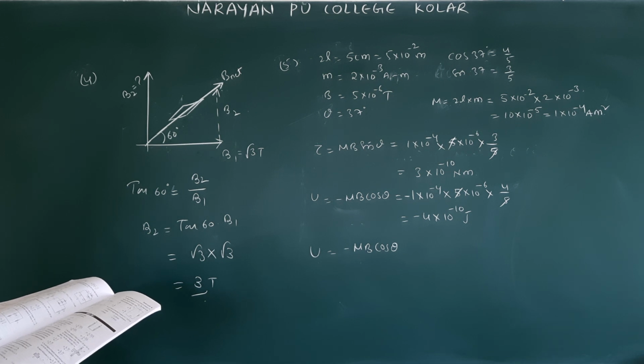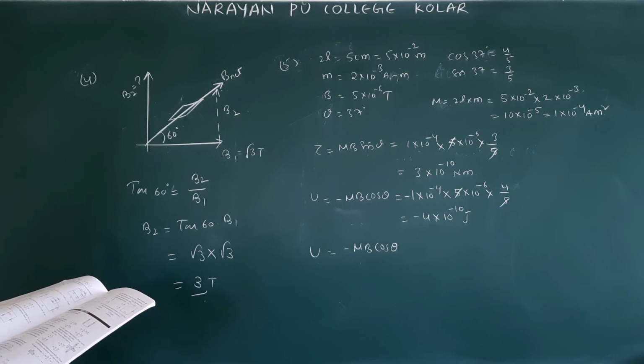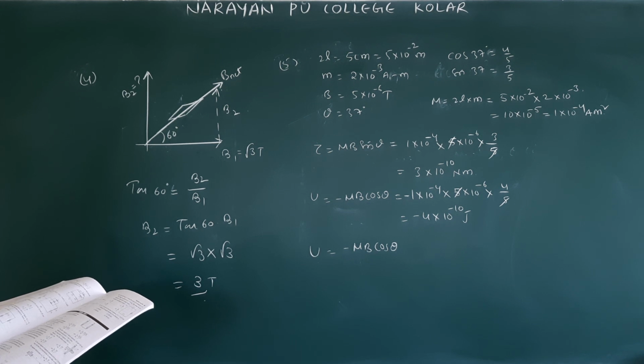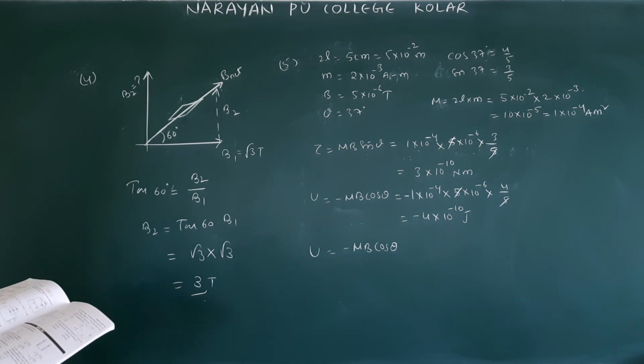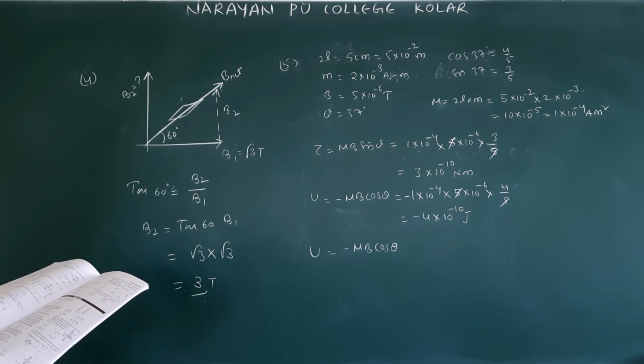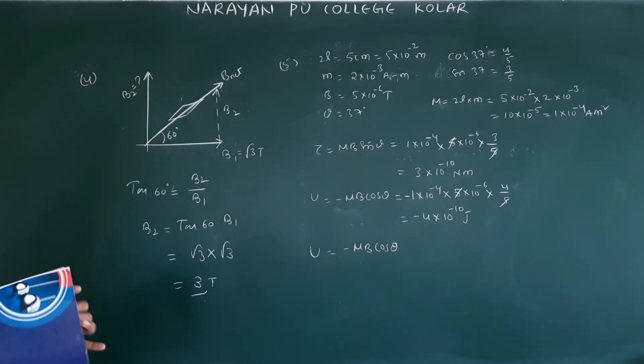Option 3 we need to find. Work done in rotating from where to where? The work done in rotating a magnet by 53 degrees is 4 into 10 power minus 10. Already it is there at 37 degrees. Then it is rotated to which one? 53 degrees. We will check today.